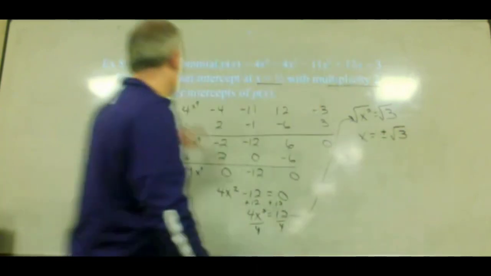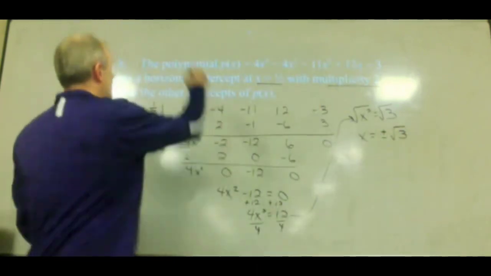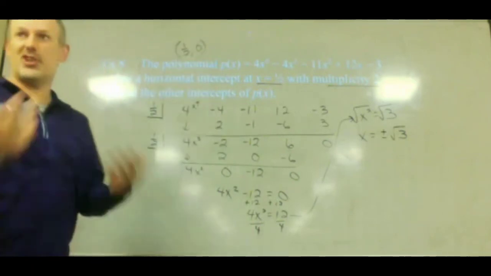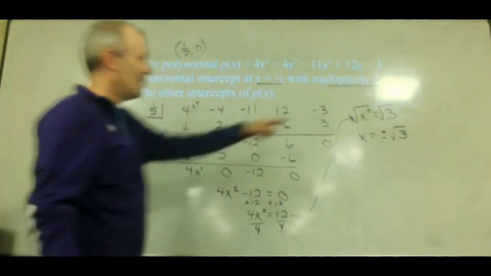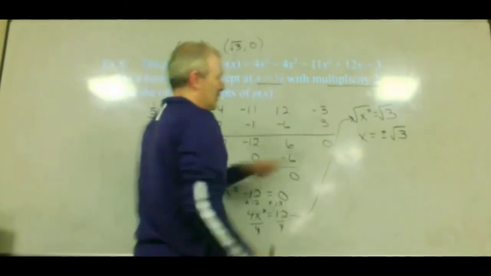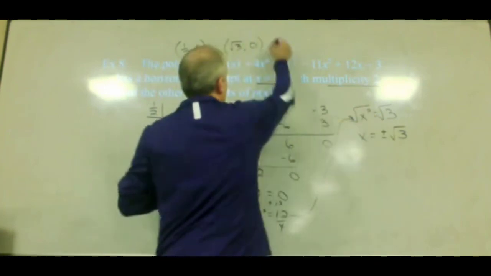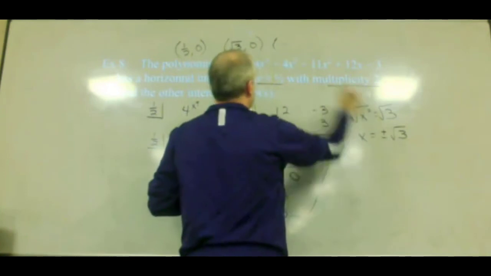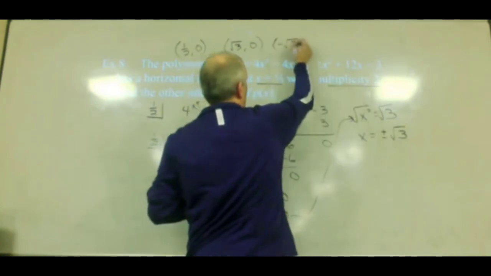Okay, so if we were going to list all the intercepts, we'd have 1/2 comma 0 because they gave us that one. It actually occurs twice. And then we would have square root of 3 comma 0 from this top one. And what's the other one? Using the bottom, it'll be negative square root of 3 comma 0.